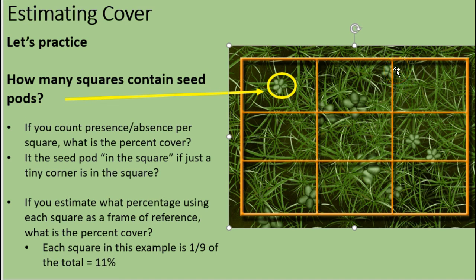So even though it's just in a tiny little part of the square, yes, this square contains the seed pod. This square contains the seed pod. This square does, with these parts on the side. This square does, here in this tiny, tiny corner. There's some seed pods. Yes. So in this example here, there's 100% cover of seed pods. Of course, the seed pods are not covering the entire landscape, but this is an estimation technique that gives us an idea of the relative abundance of plants on the landscape.